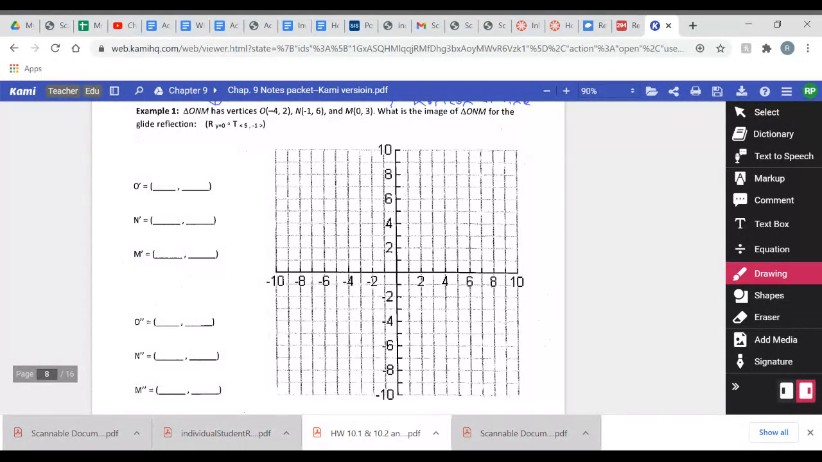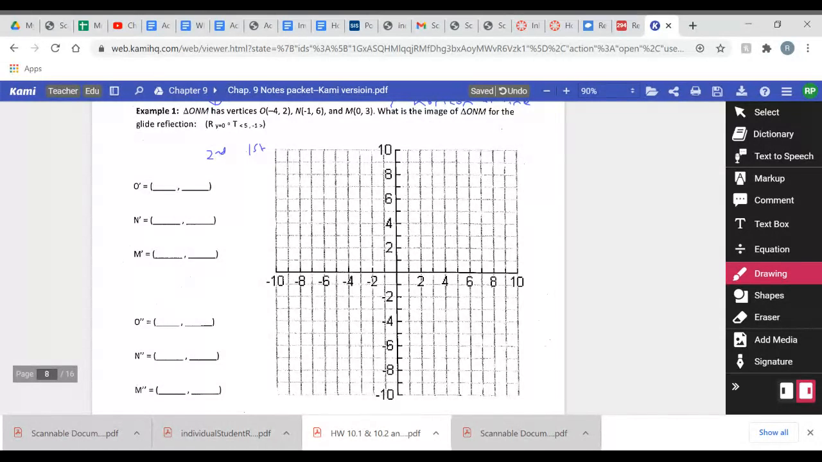And we see the glide reflection. So the big key thing is that we want to remember that this one is done first and this one is done second. Kind of weird to go backwards, but that's a big key thing.